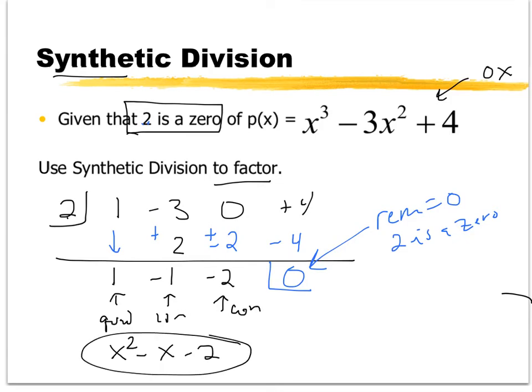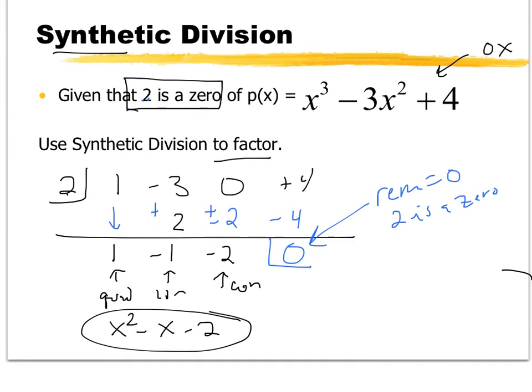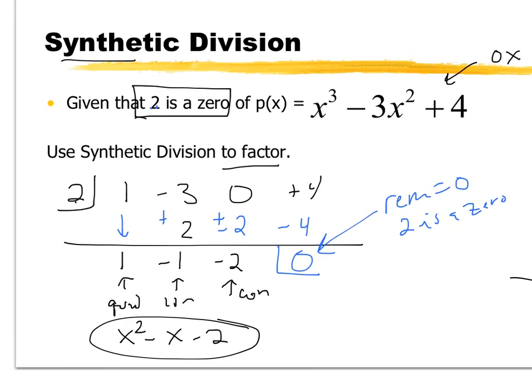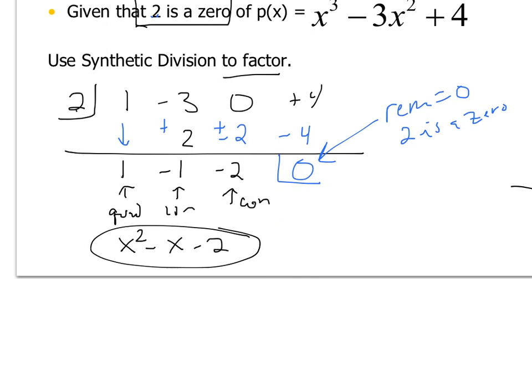Okay? So what this is really telling us, if we were going to work backwards, is if 2 is a 0, then that means that x minus 2 is a factor. Okay? So if I was to take x minus 2 and my quotient, which is x squared minus x minus 2, and multiply them together, I would be back at my original problem.